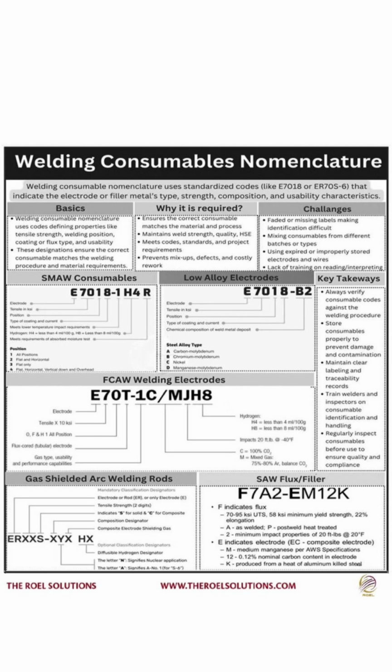All these codes come from global standards. AWS A5.1 to A5.29 covers SMAW to SAW. ISO 2560, 14343, 17632 are international equivalents. EN 499 and 12536 are European standards.